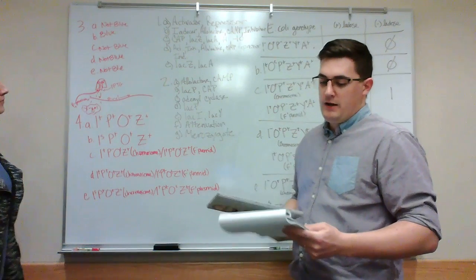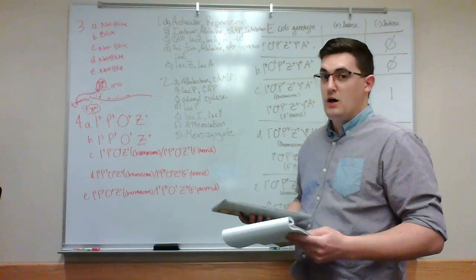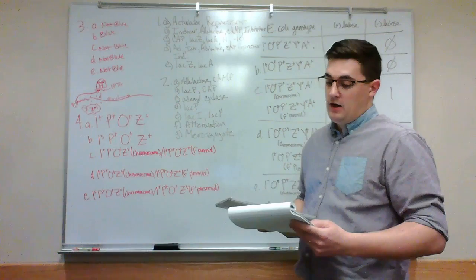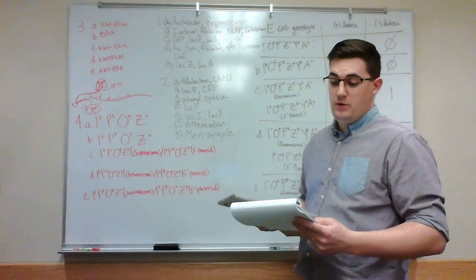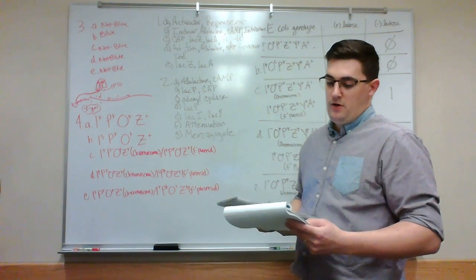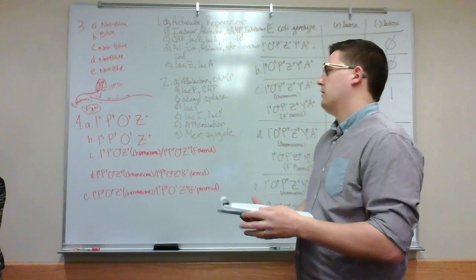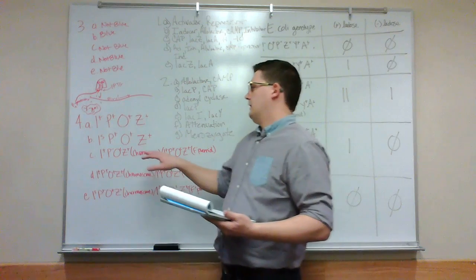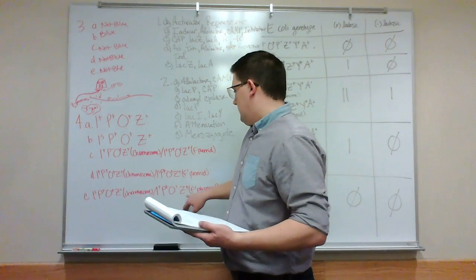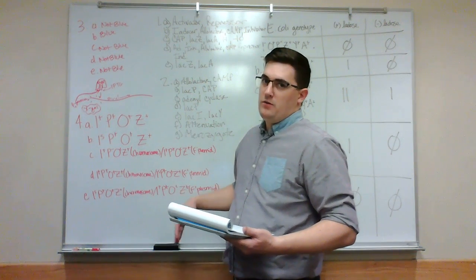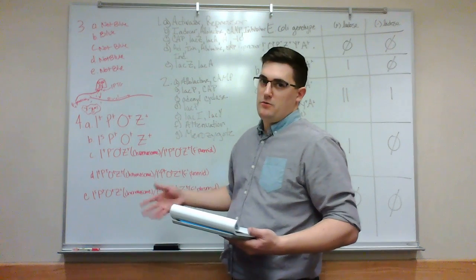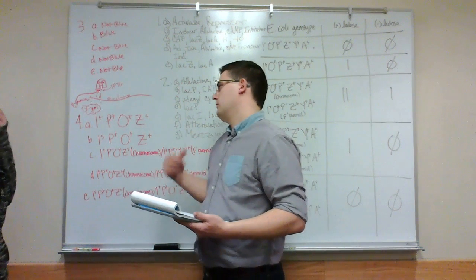But for A, we got inducible. For B, we got non-inducible. For C, we got constitutive. For D, we got non-inducible. And for E, we got constitutive. So the way it breaks down on these ones, the Z is a Z plus on all of them, so as long as the other ones go through, it's going to produce what it needs to.